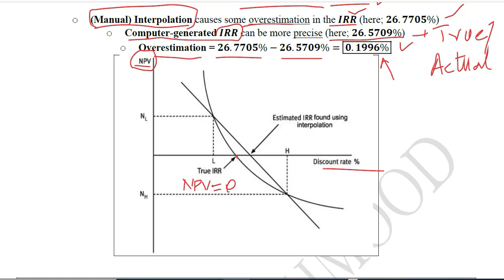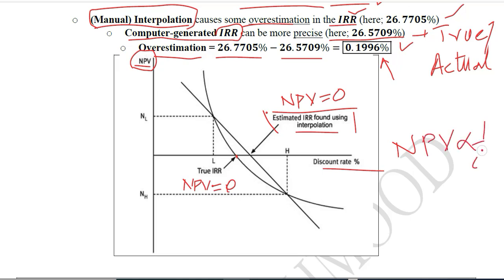Again, at this point NPV is also equal to 0, but this time the reason is not the curve, rather the straight line. The straight line represents the interpolated IRR, the one that we calculated. However, the curve was showing the true IRR relationship, which is also negative. Both of these, as you can see, are negatively sloped because of the negative relationship of NPV and discount rate. However, one of them is a straight line and the other is a curve. The curve is the actual one.